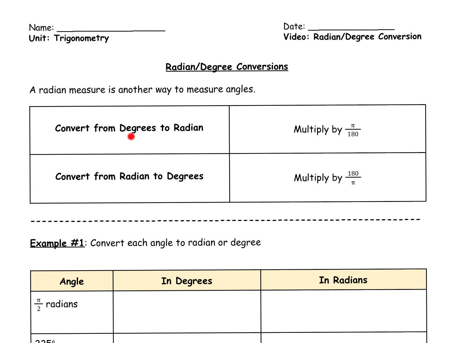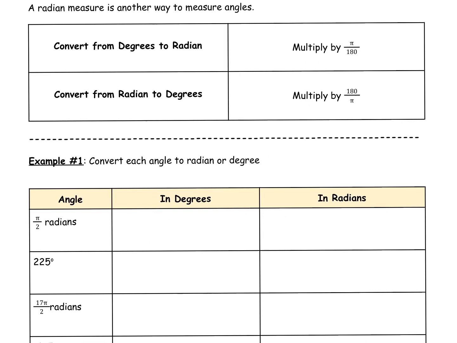So to convert from degrees to radians, you're going to multiply by pi over 180. And then to convert from radians to degrees, you're going to multiply by 180 over pi. So let's do a couple of examples.